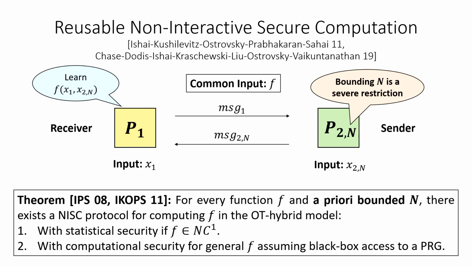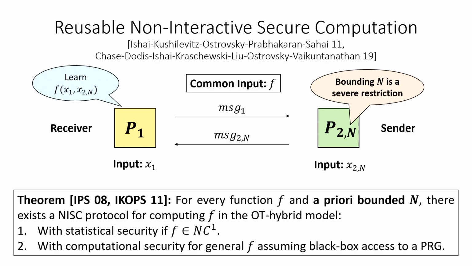Okay. And just note that you can actually get this if you just run n copies in parallel, but this would incur a multiplicative overhead. And the works of Ishai et al. actually show how to do this by getting only an additive overhead. So that's the difference there.